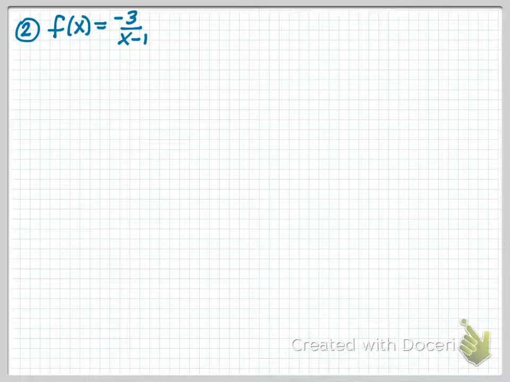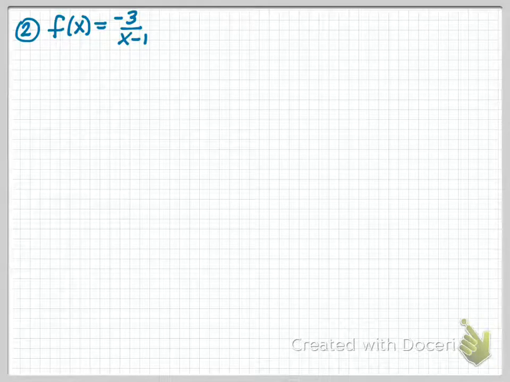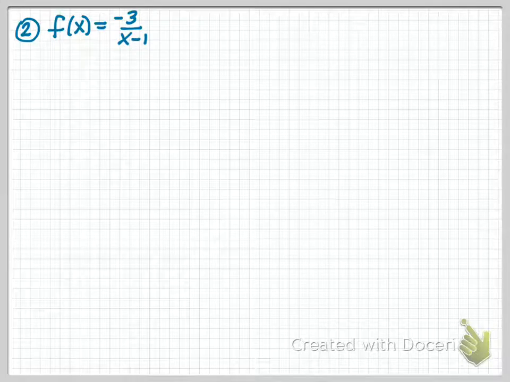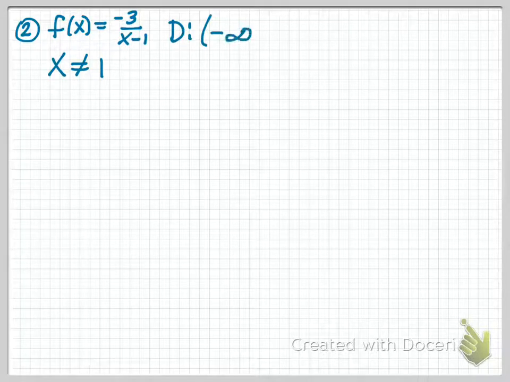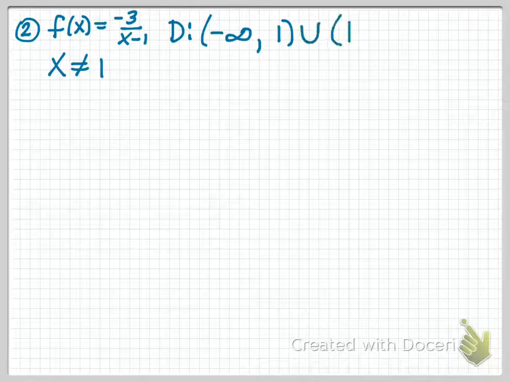On number 2, we are to find the domain of the function f and use limits to describe the behavior of f at the values of x not in the domain. In this particular function, we have one non-canceling factor in the denominator, which means we're going to have one exclusion from the domain, and that exclusion is that x cannot be 1. So our domain is negative infinity to 1 union 1 to infinity.